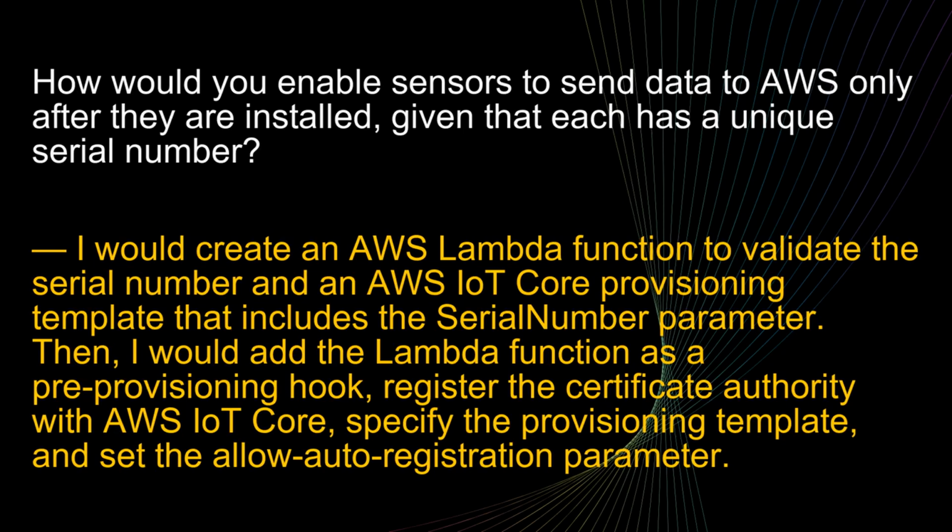How would you enable sensors to send data to AWS only after they are installed, given that each has a unique serial number? I would create an AWS Lambda function to validate the serial number and an AWS IoT Core provisioning template that includes the serial number parameter. Then, I would add the Lambda function as a pre-provisioning hook, register the certificate authority with AWS IoT Core, specify the provisioning template, and set the Allow Auto Registration parameter.